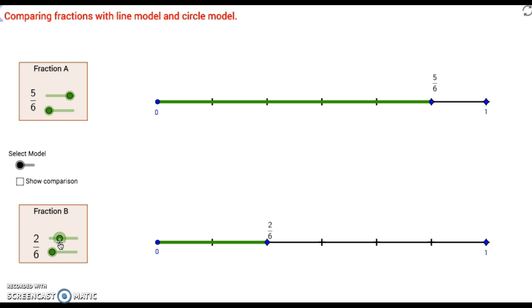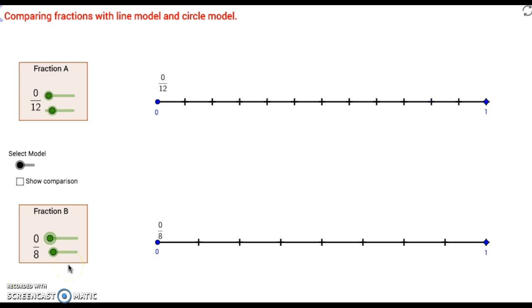Again, these two fractions have the same denominator, so the number line is cut into equivalent parts. Take a look at the green line you can see on the number line and see which is closer to the number 1. Which one is closer? That's right, 5/6, because 5 is closer to 6, or closer to the end of the number line.